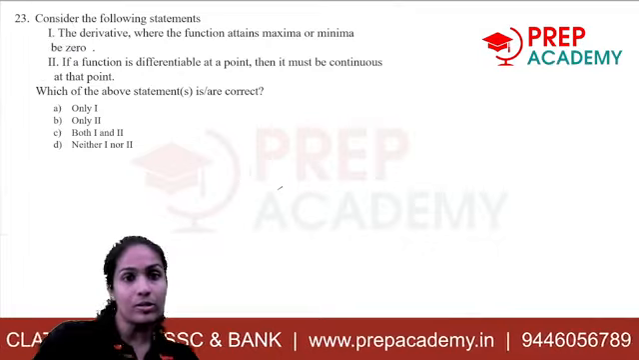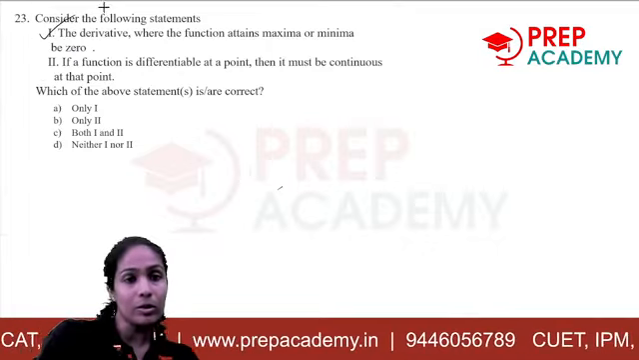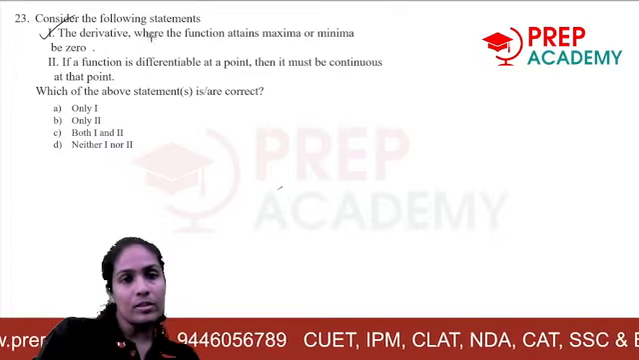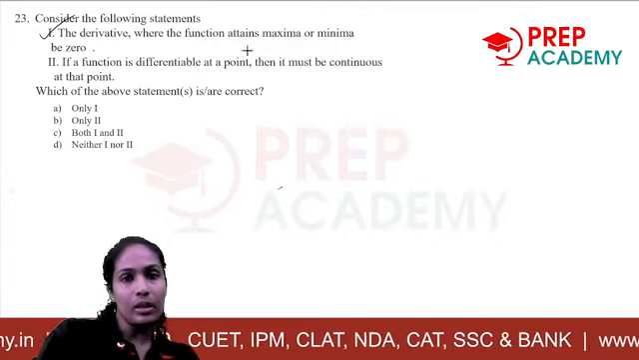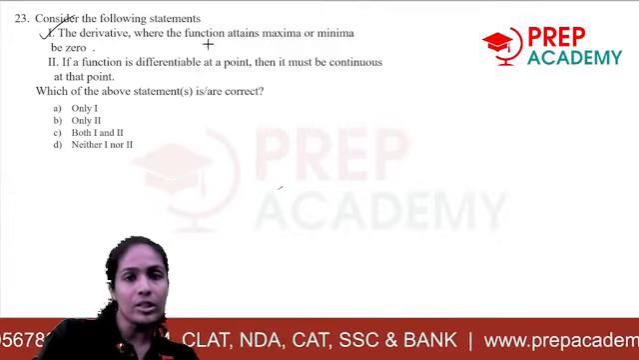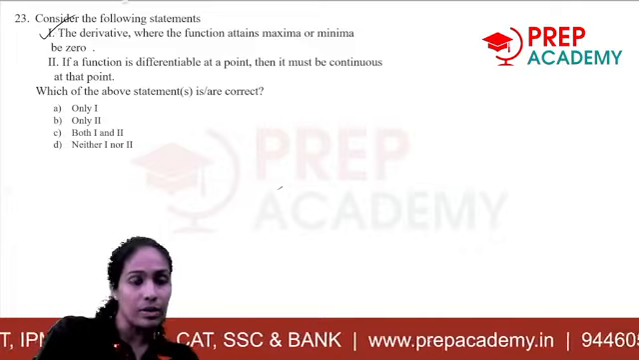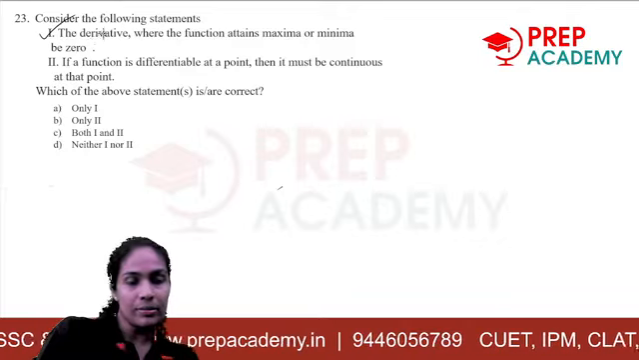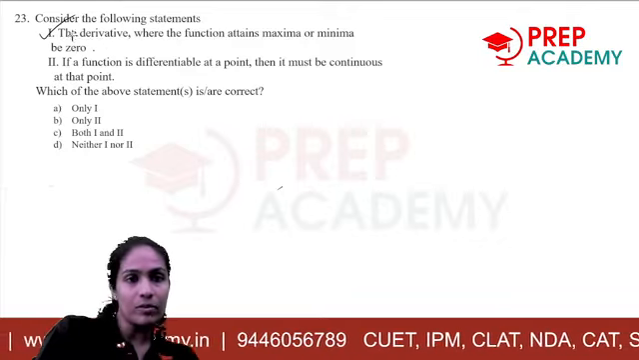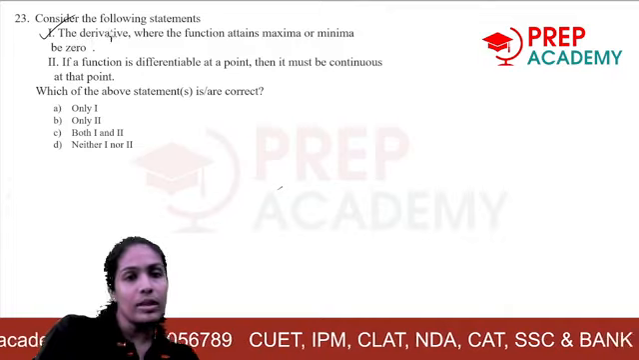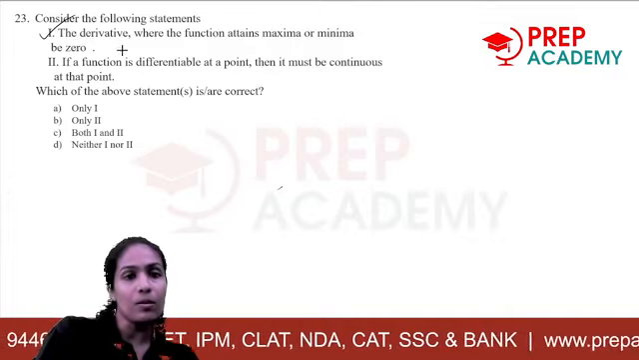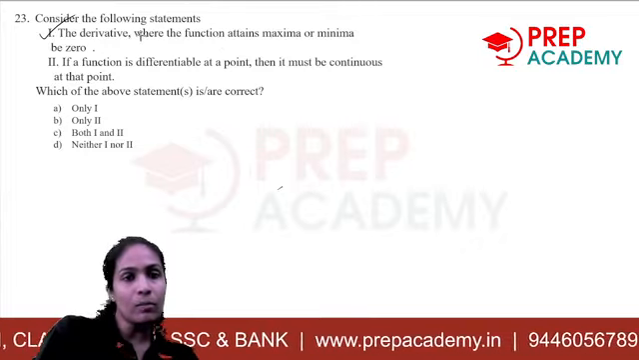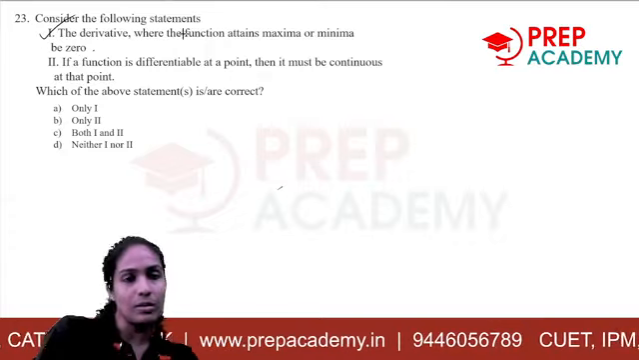Actually, the first statement, the derivative where the function attains maximum or minima is 0, is correct. When you equate the first derivative to 0, you get the critical point, and the critical point is the point at which the function attains maximum or minima. The function attains maximum or minima at a critical point, and at every critical point the derivative will be equal to 0. So the first statement is correct.